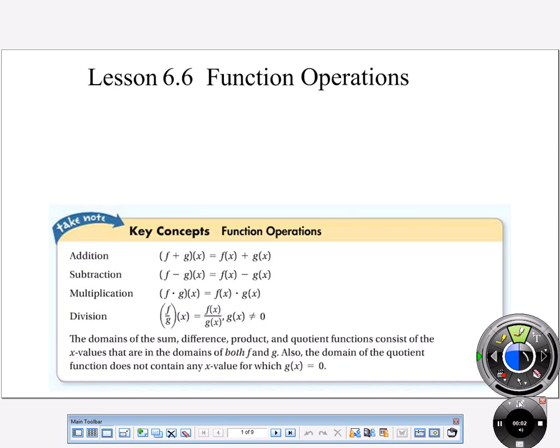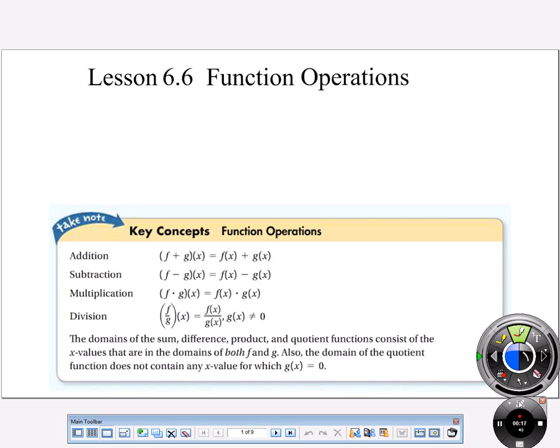The goal is to understand combining functions together. We're doing this after radicals, so if one of the functions is a radical, we know what to do with it. Basically, you're going to add, subtract, multiply, and divide.